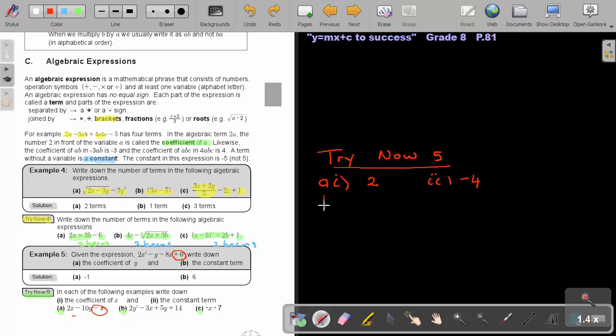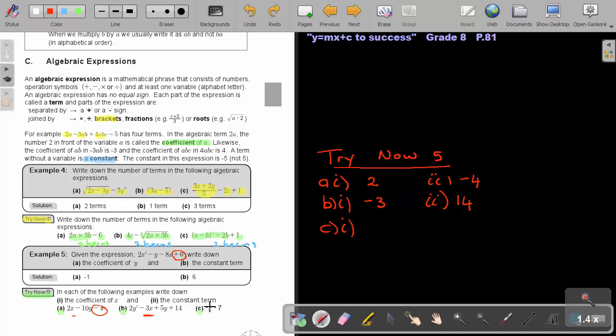And then number B, let's look again. It's the coefficient of x. Look, there is x. That's the term. But remember to grab the whole number in front of it. So it's -3, not 3. And then the constant term. It's the one without an alphabet letter. So it will be 14 or +14. Doesn't matter.